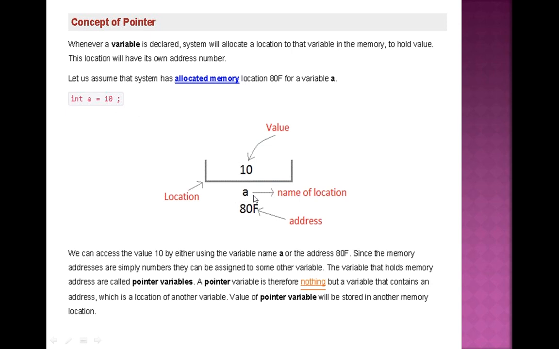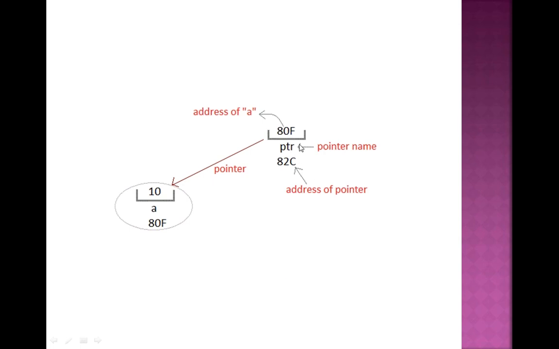This is A equals 10. So A is the name of the location and 10 is the value. This is the address. This is the location: name, value, address. Then PTR is a pointer variable. It is a pointer variable that stores the address of A. So PTR is a new variable, that is a pointer variable. This is the address of A. This is again the address of the PTR variable, and a pointer is also a variable that has some address. So this is the address of the pointer. This pointer points to the value 10. The address is 80F. This is the value of A, 10, and the address is 80F. So this is the pointer. This is the address of A.